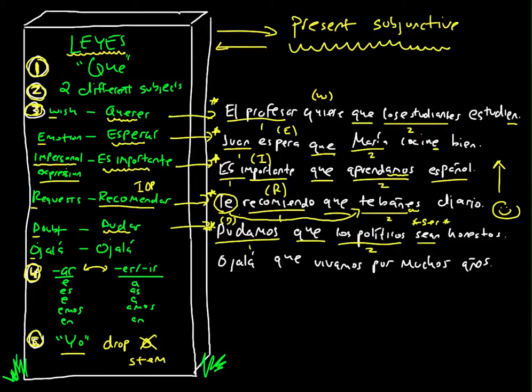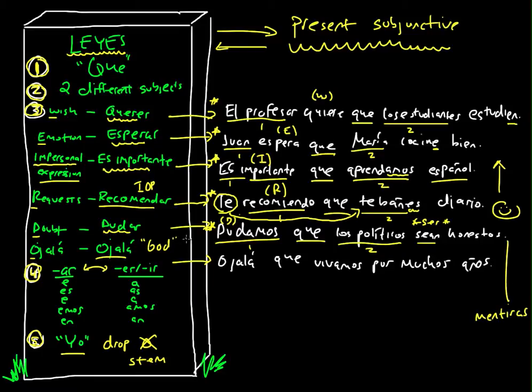So, dudamos que los políticos sean honestos. We doubt that politicians are honest, right? Why do we doubt that? Well, because they tell mentiras, lies, okay? And let's look at this last example. And the expression is ojalá. And ojalá means kind of like God willing, I hope, let's hope, okay?